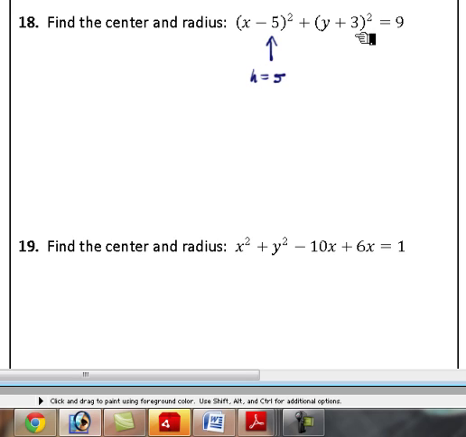That's the x coordinate. Now, k must be minus 3. Because of this plus here, this could be rewritten as y subtract minus 3. All right, so if there's a plus here, then the coordinate is negative. If there's a negative in parentheses, the coordinate is positive. So our center is (5, -3), and this is the radius squared. So the radius squared is 9. That means our radius is equal to 3.